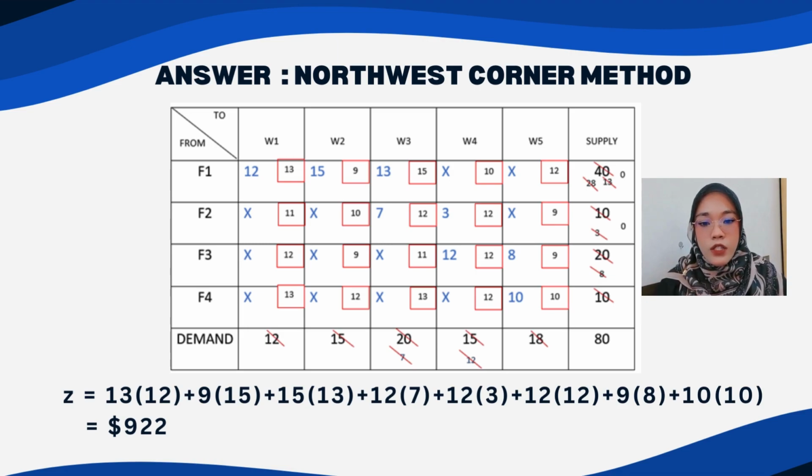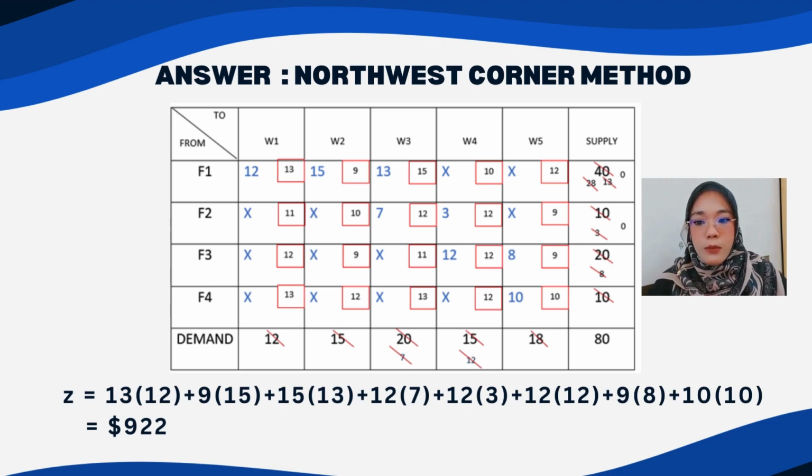I will present question 1, which is the transportation problem question. The question asks to find the minimum transportation cost using the northwest corner method for the initial feasible solution and to find the optimal solution for this problem.